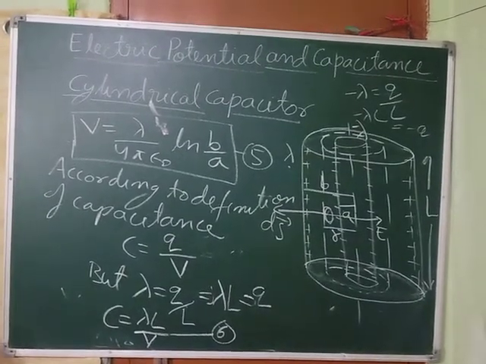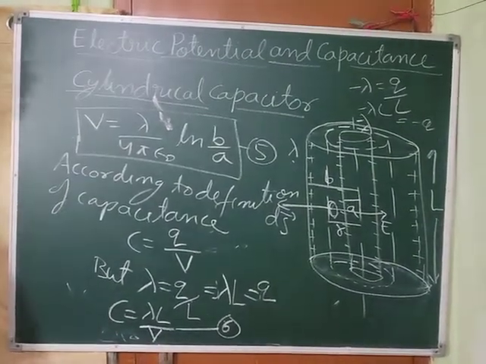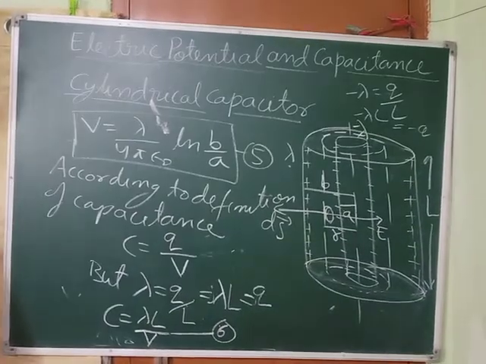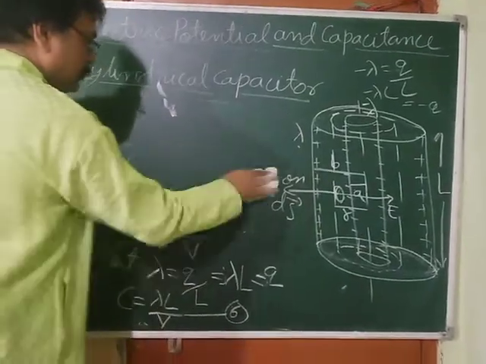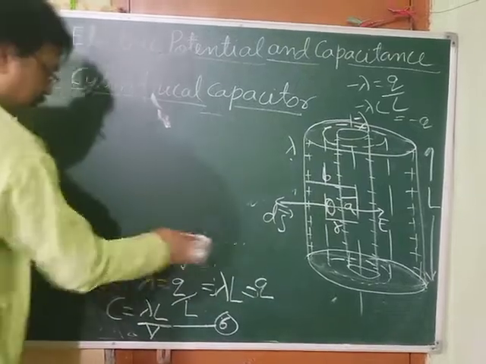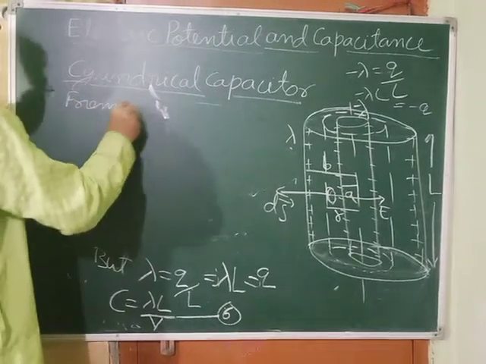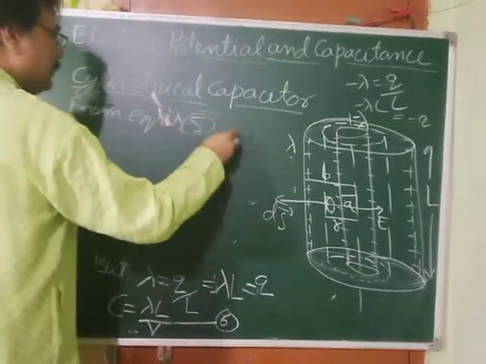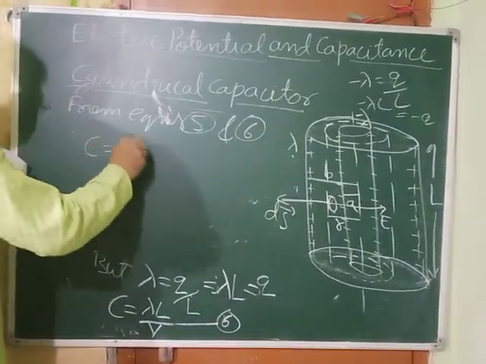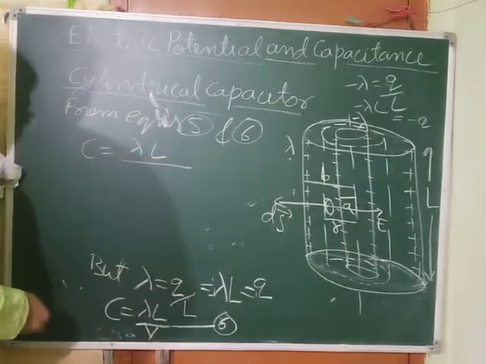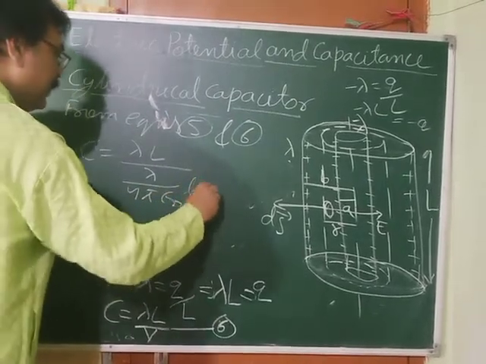Now we can put the value of V in equation number 6 from equation 5. So from equations 5 and 6, what will you get? Obviously C is equal to lambda L by V, and the expression for V is lambda by 4 pi epsilon naught, ln b by a.